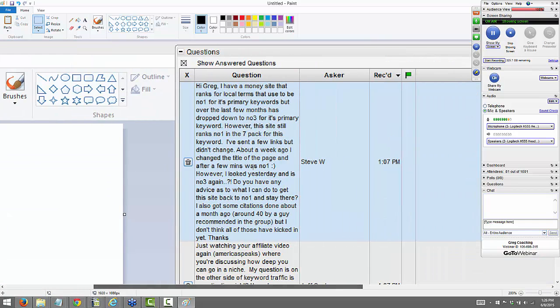From Steve: I have a money site that ranks for local terms that used to be number one for its primary keyword, but over the last few months has dropped down to number three. However, this site still ranks number one in the 7-pack for this keyword. Yeah, it's common. I've sent a few links but nothing changed.